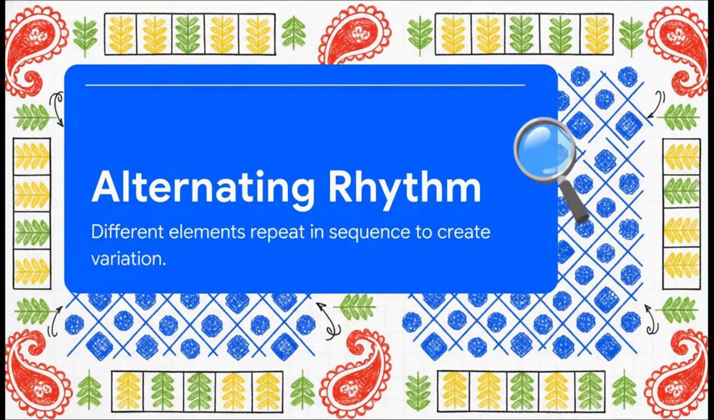Next is alternating rhythm. Now this is where things get a bit more bouncy. Instead of just one single element repeating, you have different elements repeating in a distinct sequence, like A-B, A-B. Picture the breathtaking geometric motifs you see in traditional Indian block-printed textiles, like a really vibrant Ajrakh print, or the incredibly complex weaves of ikat fabrics. By just alternating those colors or shapes, designers create this wonderful variation in visual interest. It just keeps our eyes delightfully engaged.